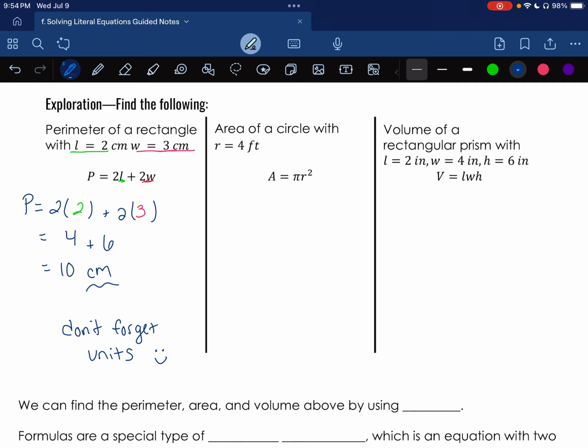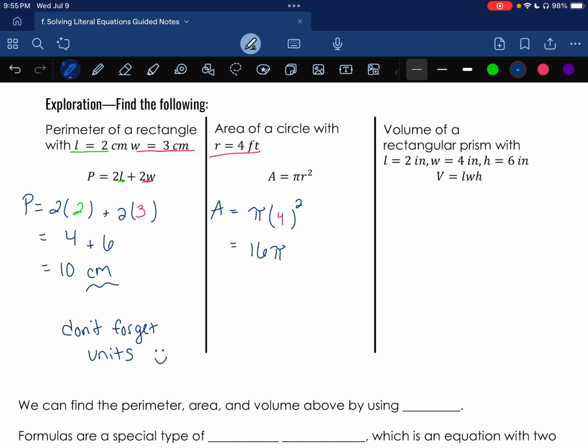All right. So next, area of a circle with a radius of 4 feet. I'm going to go ahead and plug it in. My area is equal to pi times something squared. I'm going to plug in 4 here. So 4 squared is 16, and so 16 pi is my answer here.